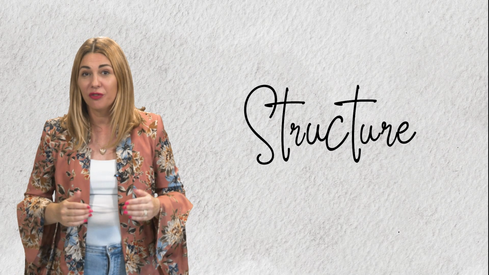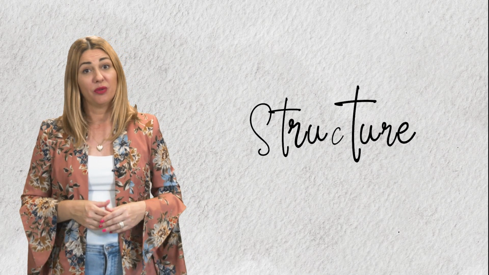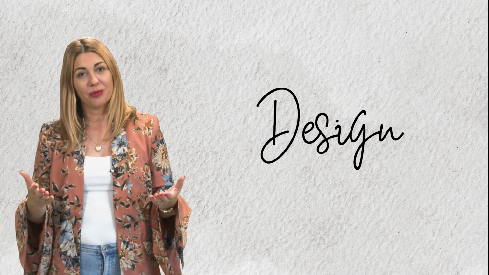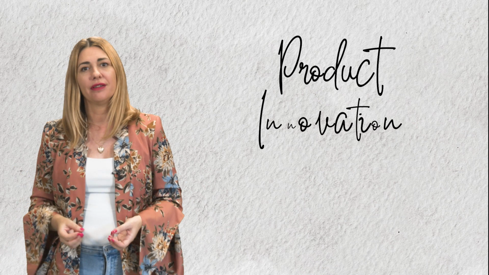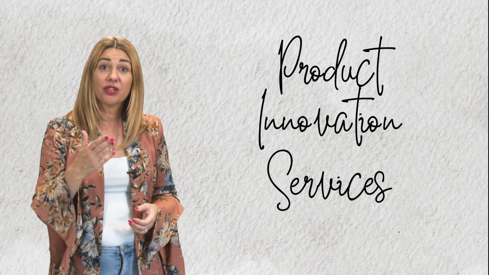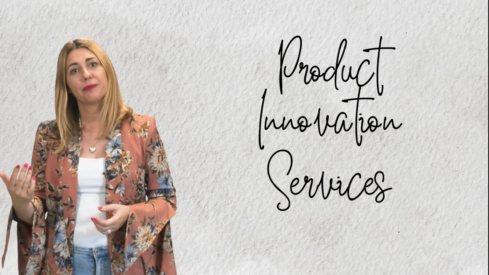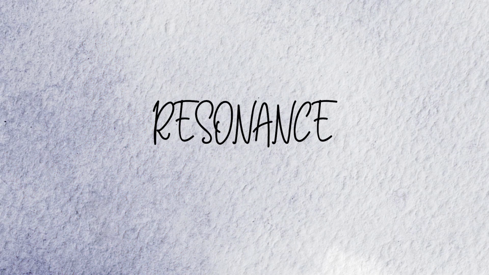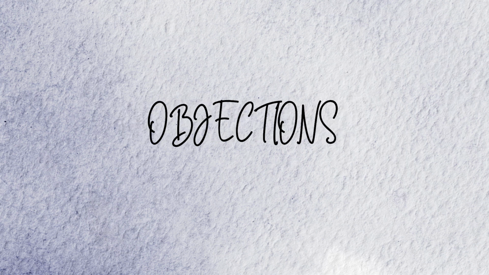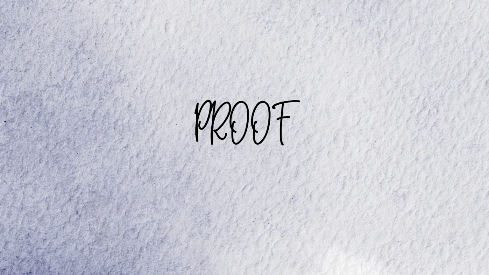About the structure of a decision-making presentation, the way I design them with my clients when they are preparing to showcase their product, their innovation, their services to potential or existing business partners. So here it is. First, resonance. Second, problem frame. Third, outcome frame. Fourth, objections. Fifth, proof. And the final sixth is the call to action.